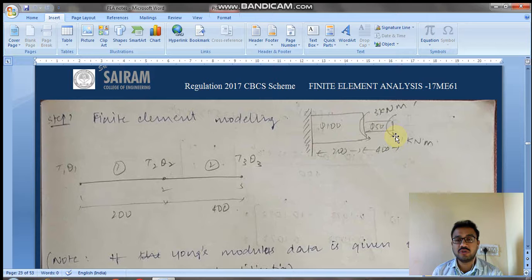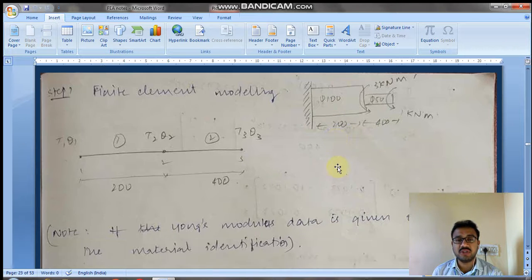Here again I have shown it, you can see the given question says that at the free end a torque of 1 kN meter is applied. Similarly, at the change in cross section a torque of 3 kN meter is applied. So this is the given condition.